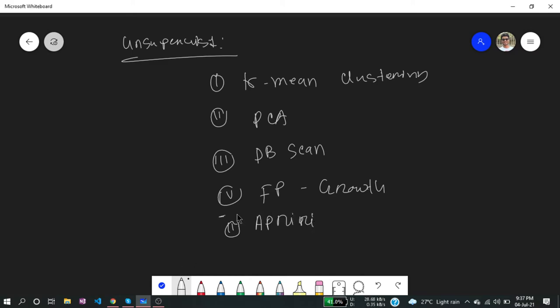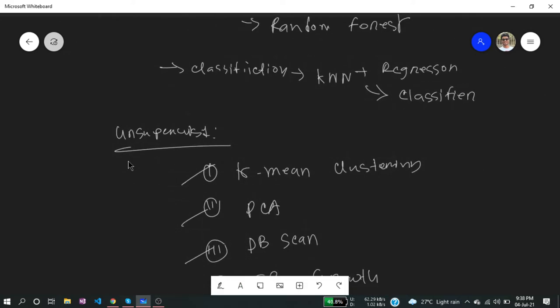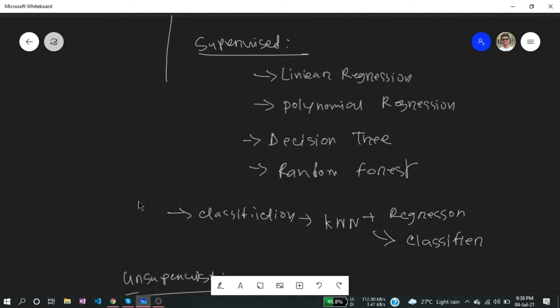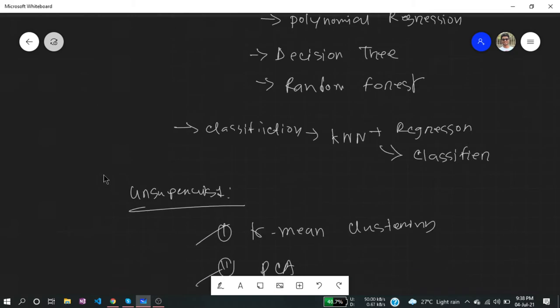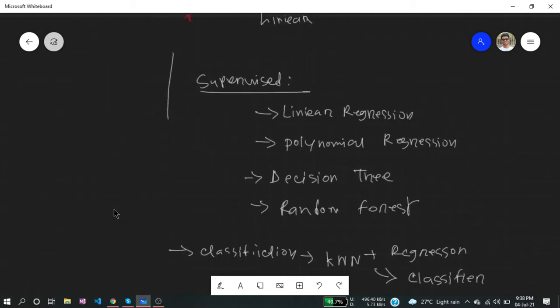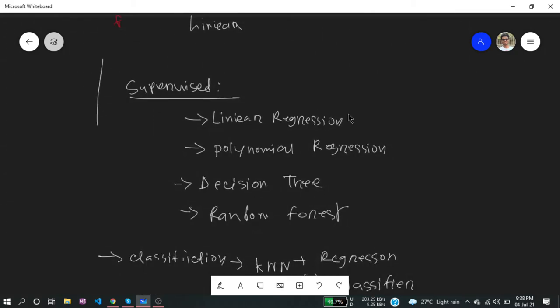But you are not supposed to learn like that. If you know k-means clustering, PCA and DBSCAN, I think you can solve most of the problems using those. There are lots of algorithms in supervised learning also. If you go further, just go through the lecture, you will find them. But in supervised learning, today we are learning about linear regression.